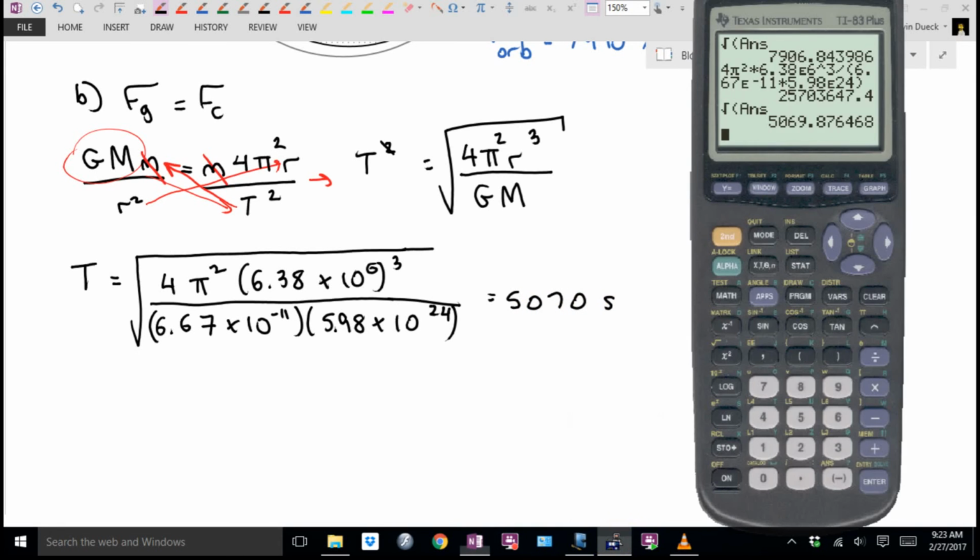By the way, if I divide by 60, it's really every 84 and a half minutes. It's pretty fast. The International Space Station orbits the Earth every about 94-ish minutes, I seem to recall.